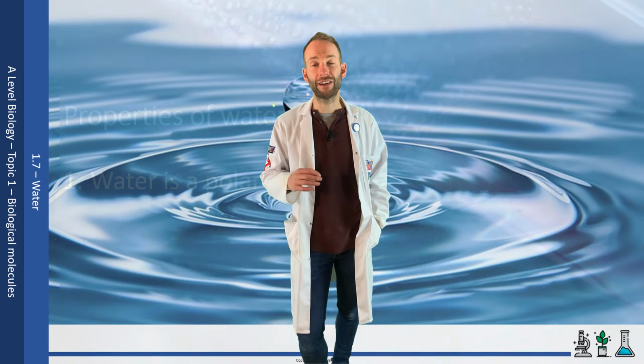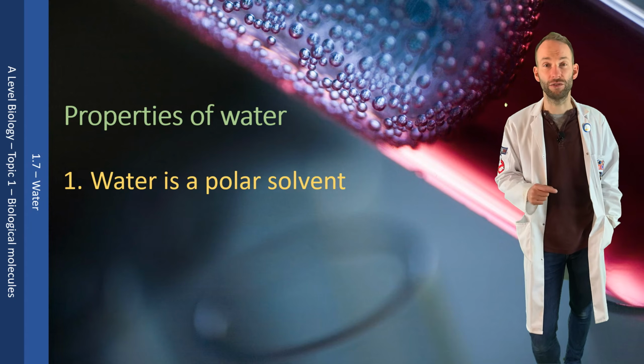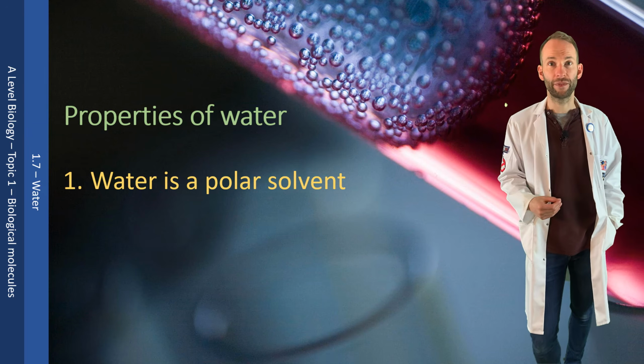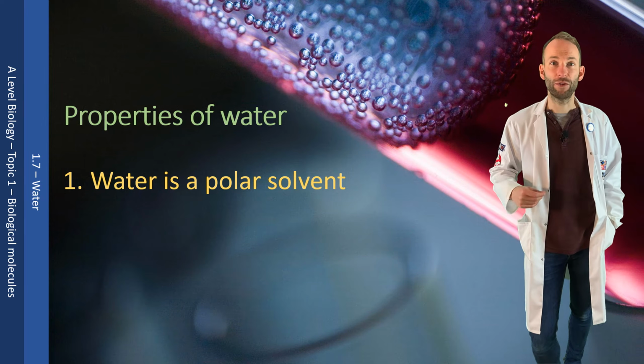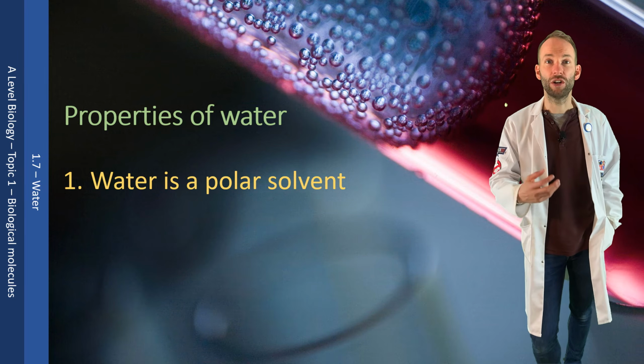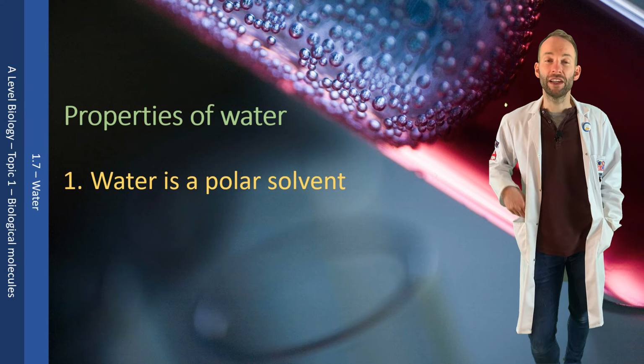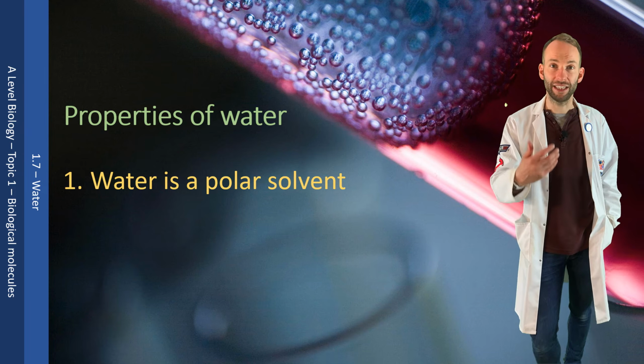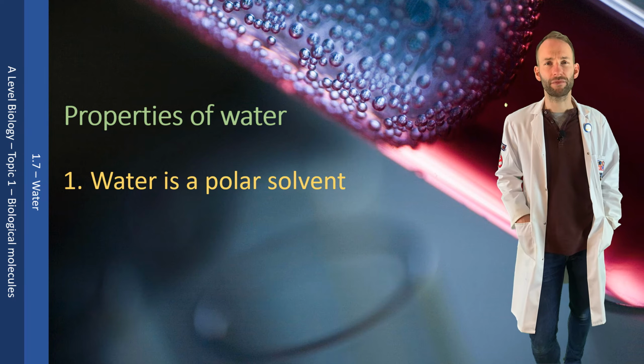The first one is the fact that it makes water a polar solvent. Lots and lots of things will dissolve in water. Therefore, it's fantastic for chemical reactions. They can happen dissolved in water, in solution. And that's why we use it also for transport, with examples like the blood and the xylem in plants.